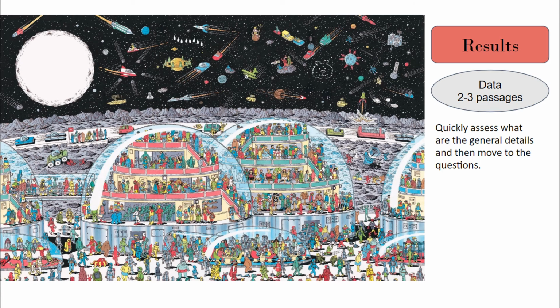All right, our next passage is a data passage. You're going to quickly go in and assess the details. It's like looking at Where's Waldo, right? Here's a space scene. Looks like they can't breathe in the atmosphere. It's crowded. They're in domes. There's spaceships. There's asteroids. Great. Moving on to the passage.